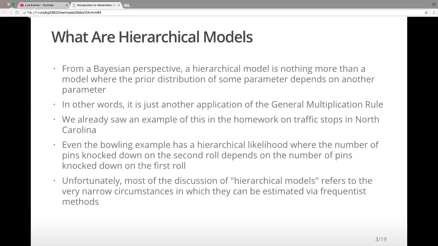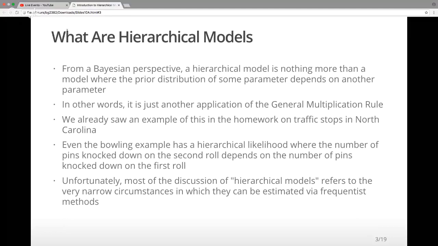So the idea of a hierarchical model is very natural in a Bayesian setting. It's very common in a Bayesian setting. However, because most of the applications that you see in journals and the internet and stuff like that are frequentist, most of the discussion of hierarchical models that you're likely to encounter refers to the extraordinarily narrow circumstances in which hierarchical models can be estimated by frequentist methods, which we'll also talk about today.